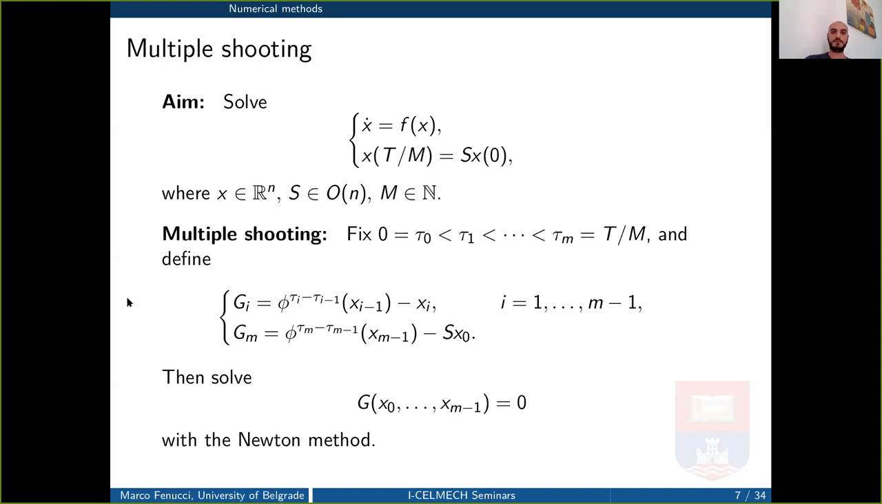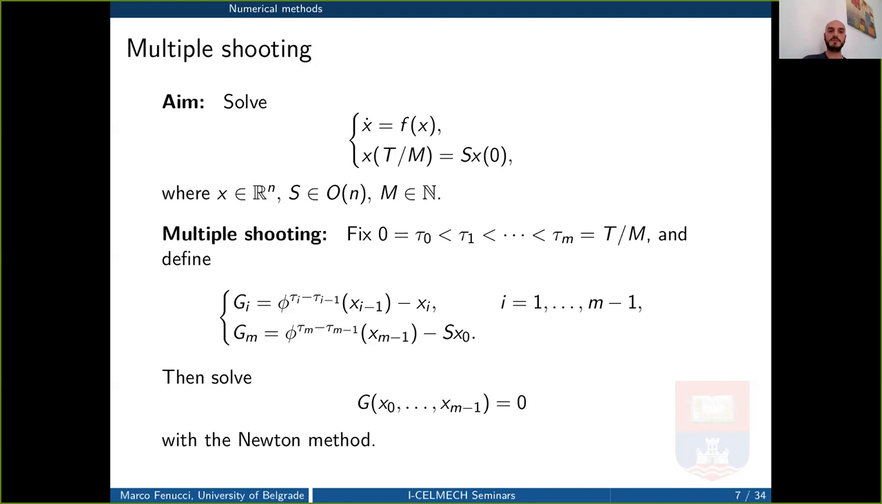So we fix some points in time and we define this function g. What does this function mean? It means that we take a point in the space, which is x_{i-1}, and we start following the flow of the differential equation for a time tau_i minus tau_{i-1}, and we subtract the following point. So if we have a zero, it means that following the flow from the point x_{i-1}, we arrive at the point x_i. So this means that zeros of the function g correspond to periodic orbits.